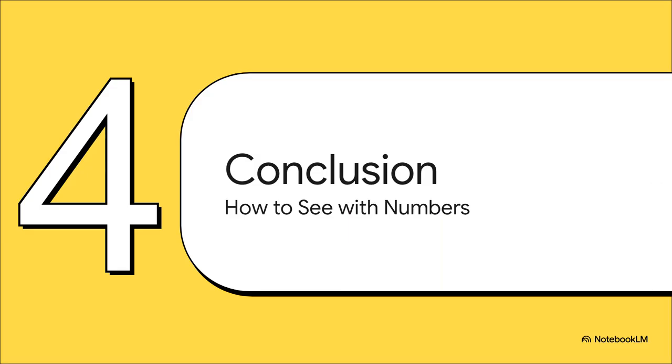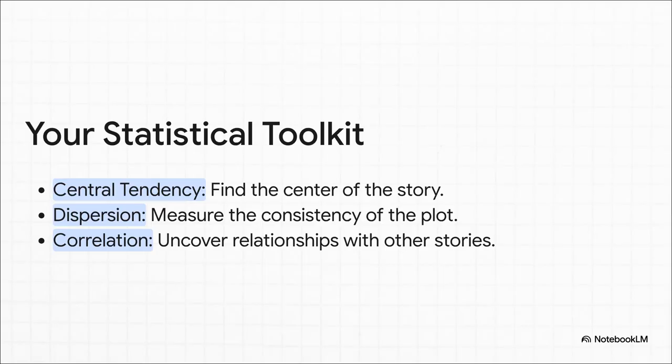So there we have it. We've gathered our tools. We've learned how to find the story's main character, how to measure the plot's consistency, and how to spot relationships with other stories. Let's wrap this up and see what it all means. The way to think about this is that you now have this basic but incredibly powerful three-part toolkit. Seriously, with just these three ideas, you can start to make sense of almost any data you come across. You can find the center, measure the spread, and uncover the relationships.